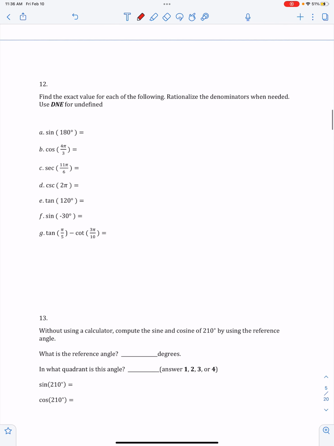For question number 12, you will need to know the unit circle. So I'm just going to sketch the unit circle here just to make sure we are on the same page. So here is my unit circle, and you're going to find the answers using the unit circle. So 180 degrees is this line right here, and we know this point is -1 and 0, which means sine 180 degrees is 0. That is the y coordinate of the point.